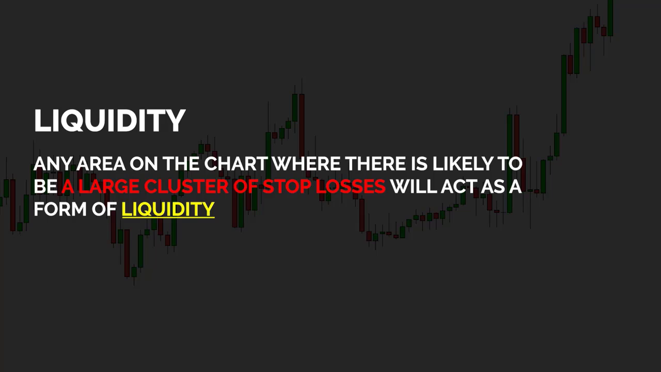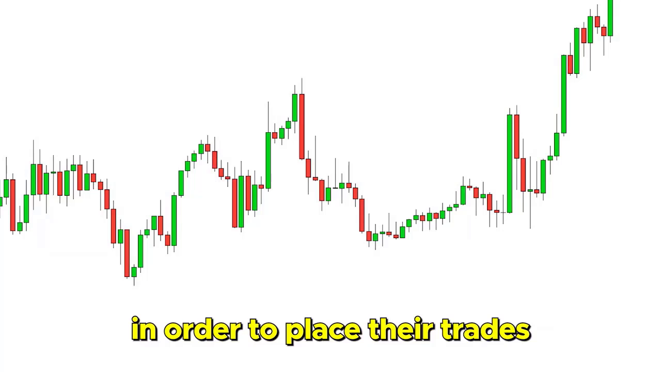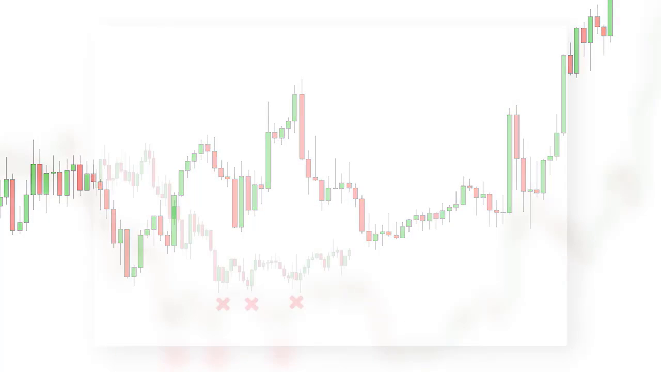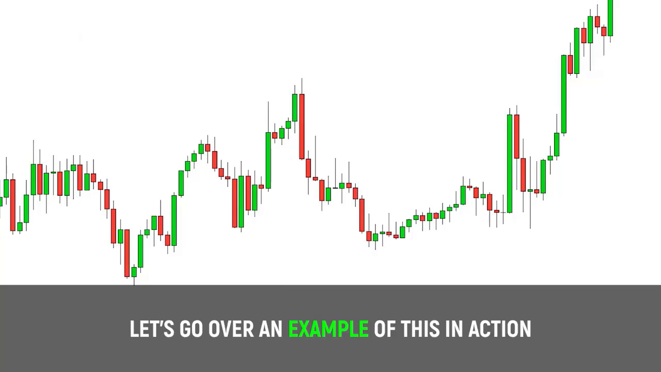And remember how we talked earlier about how institutional traders need large amounts of liquidity in order to place their trades. This means that it's advantageous for these larger traders to move the market to an area where they know a cluster of stop losses will be located, because it acts as a form of guaranteed liquidity for them to place their orders at. So let's go over an example of this in action so we can see how we can profit from this type of market activity.